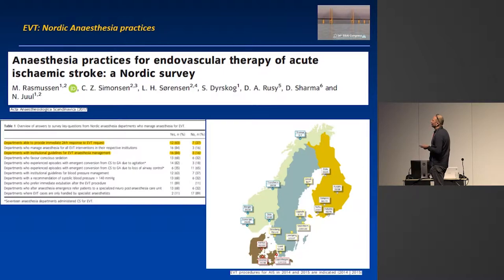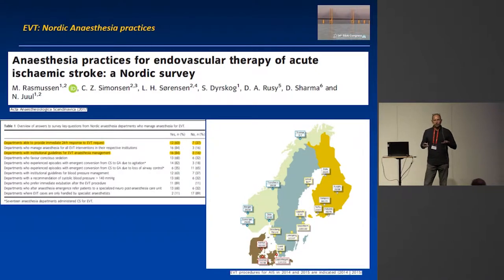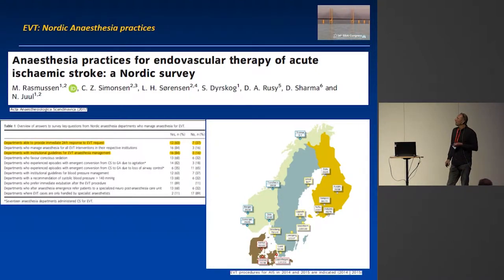But I think the most interesting finding is actually this here, because we found out that as much as 37% of the departments were not able to provide an immediate 24-hour response to an EVT request, and that includes my own department as well. And with an immediate response, we mean like a highly emergent cesarean section or a response to a level A trauma. So this is probably due to resources. At my institution, we only have three neurointerventionists who can manage these patients, and it's not possible for them to stay in-house all the time. So that's one of the problems.